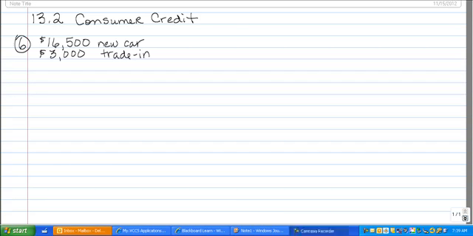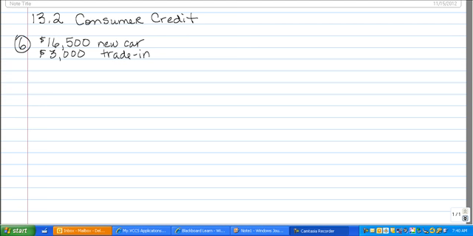Let's take a look at some sample problems from section 13.2 on consumer credit. Couple of things that you'll need as we start working on these problems. Number one, you will need your calculator, so make sure you have a scientific calculator handy. Another thing that may be useful is to have a calendar. Doesn't matter for what year, but have a calendar available to help you in counting the days in terms of the months. So we'll begin with exercise number 6.